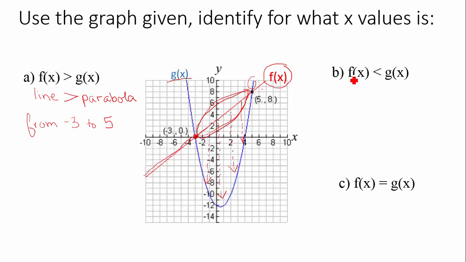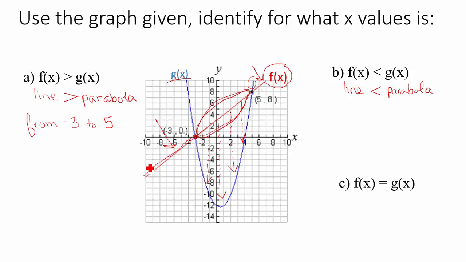So if that's the case, let's look at part B. Well, where is the line less than the parabola then? Well, that would be on the other parts we didn't mark, right? Here's the red line being less than the parabola, and here's the red line being lower or smaller than the parabola. So where is that? Well, for what x values?